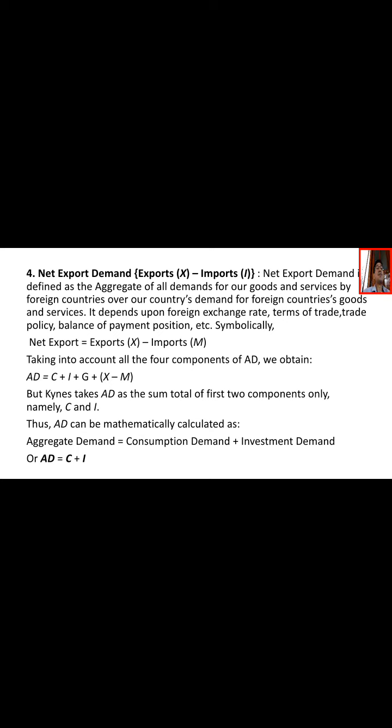So we have discussed aggregate demand and its main components. Then next time we will be discussing aggregate supply. Aggregate demand and aggregate supply, we'll be discussing one by one.